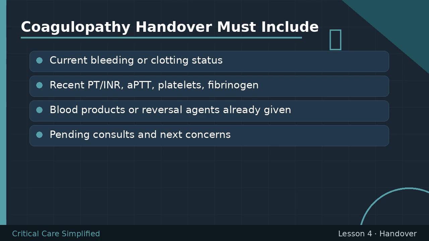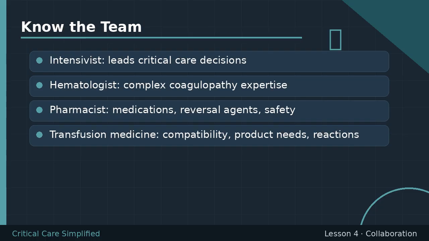Finally, communication. In critical care, your clinical knowledge is only as effective as your ability to communicate it clearly and quickly. SBAR stands for Situation, Background, Assessment, and Recommendation. Use it for urgent changes such as new bleeding or abnormal labs.